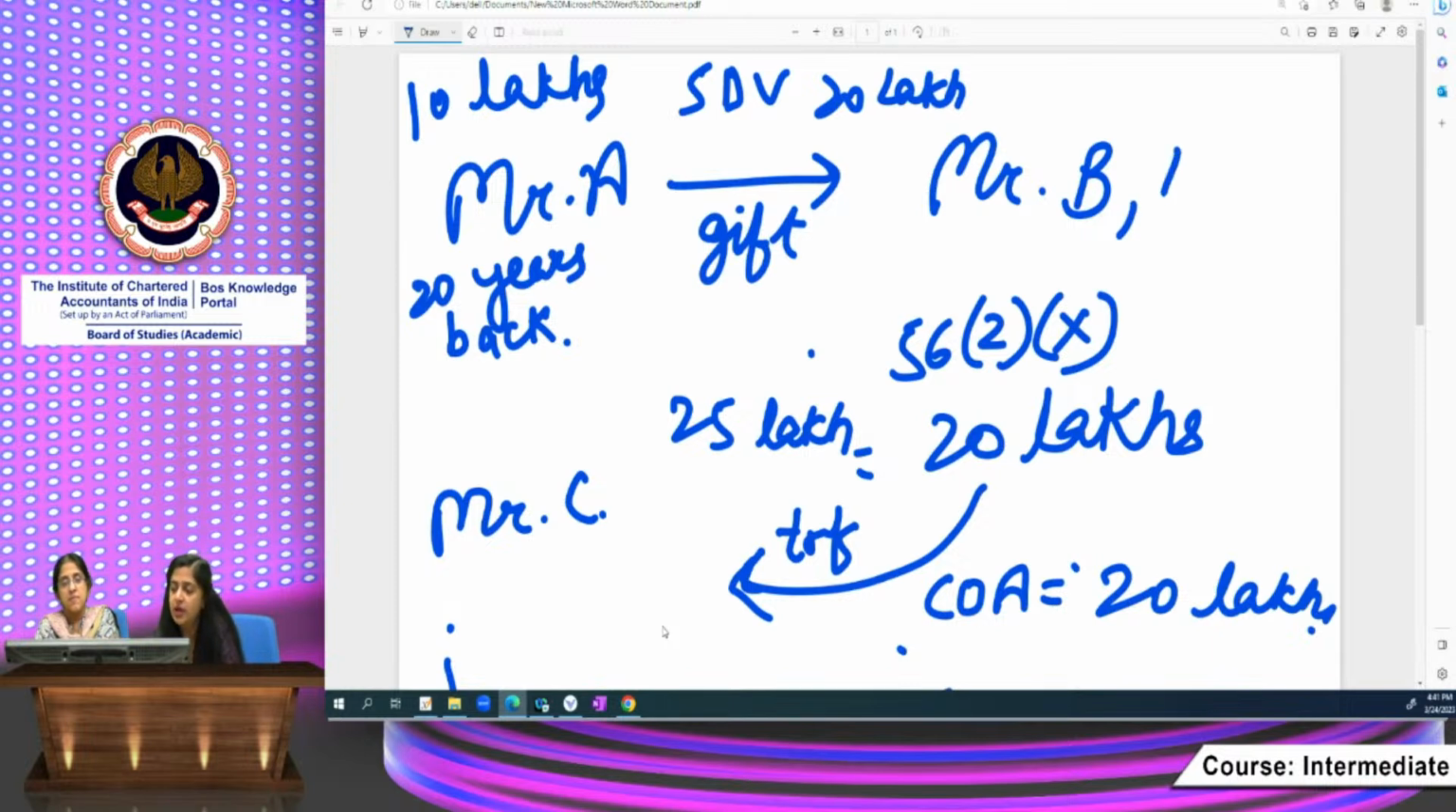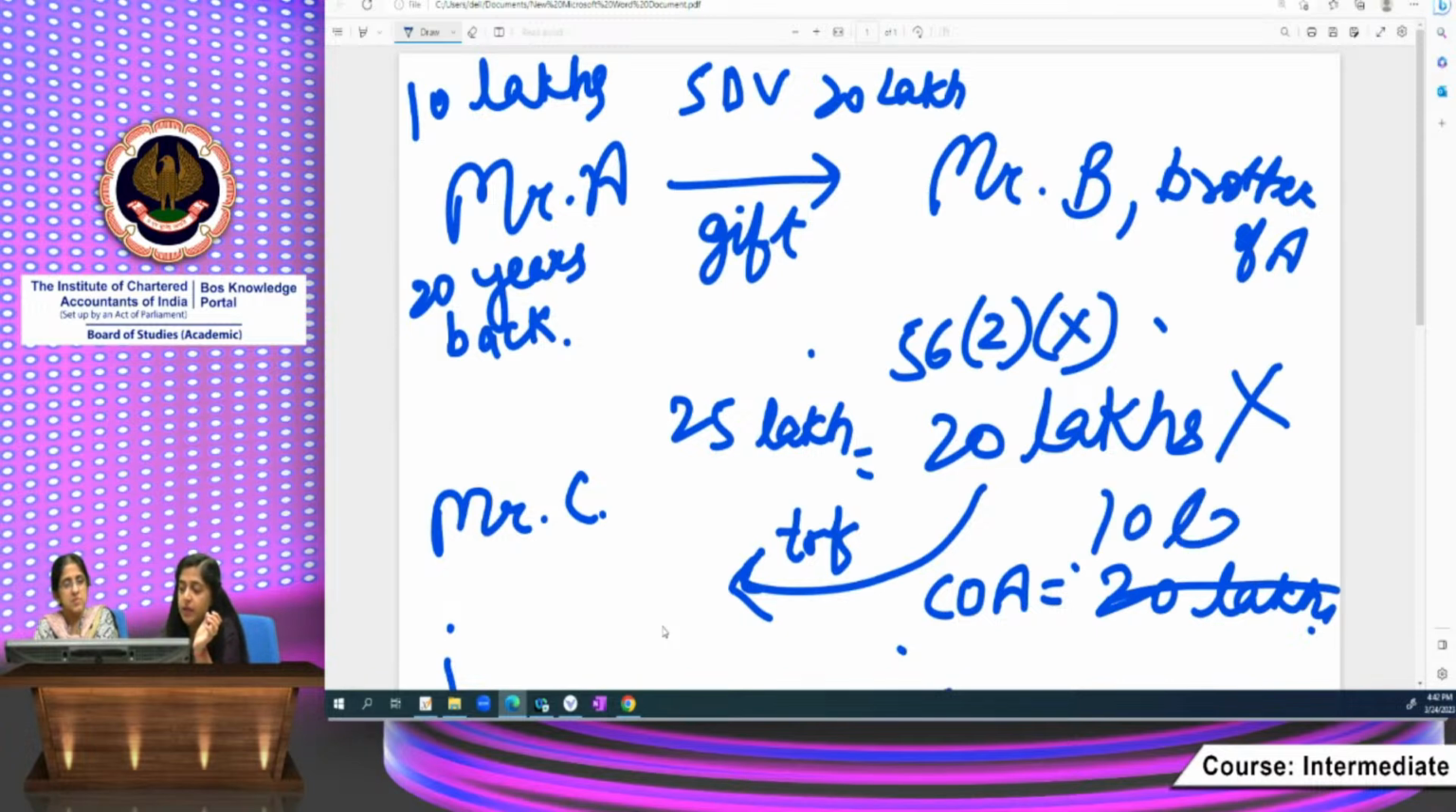But suppose in this case, Mr. B is a brother of Mr. A. So in that case, whether 56(2)(x) will attract? No. Because in case of a gift to a relative, and brother comes under the definition of relative, 56(2)(x) doesn't apply. It means that 20 lakh would not be chargeable in the hands of Mr. B under 56(2)(x). In that case, if Mr. B transferred his property to Mr. C, an unrelated party, then the cost of acquisition in the hands of Mr. B would be 10 lakh, which is the cost of the previous owner.